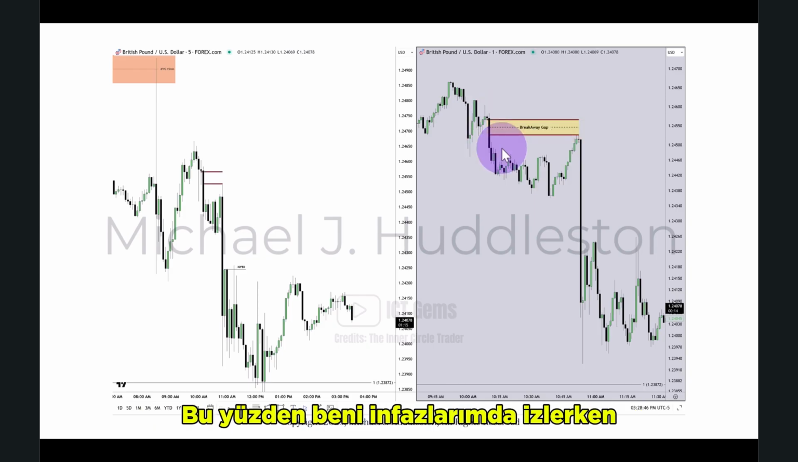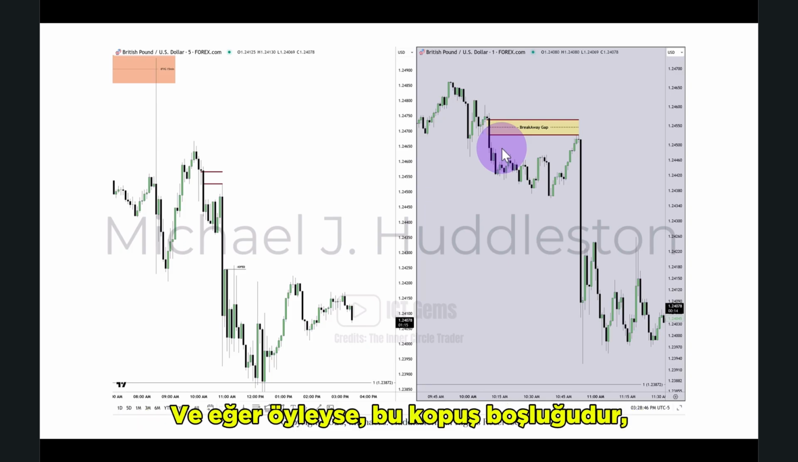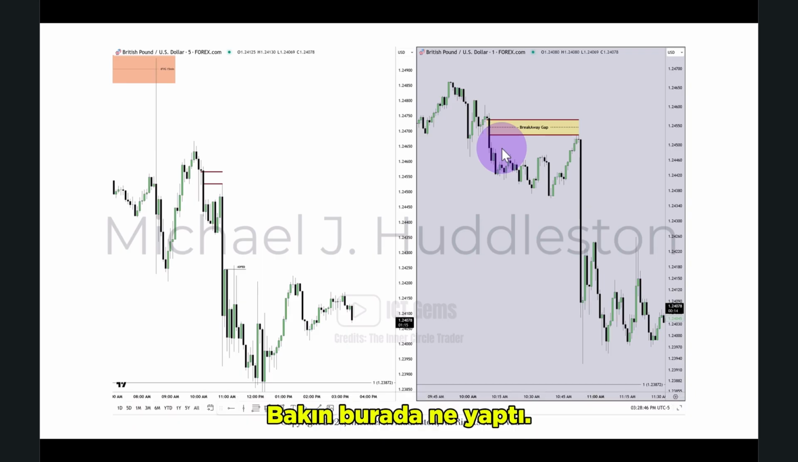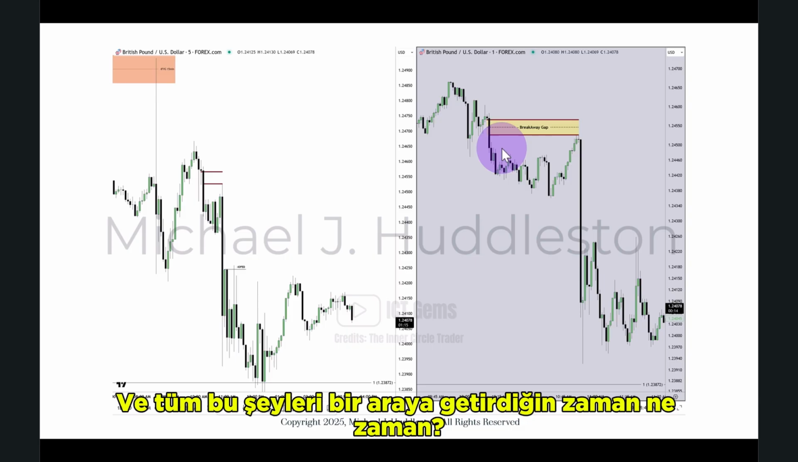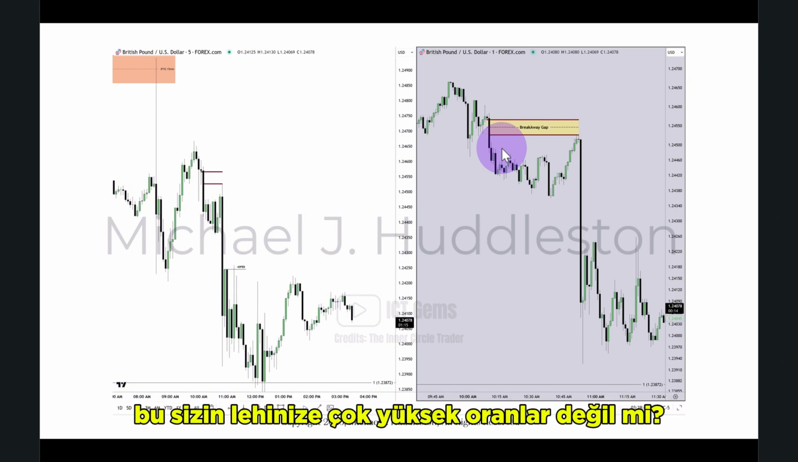So when you watch me in my executions and I'm recording annotations and such, I'm explaining to you with real-time observation that I believe that that portion should stay open. And if it does, it's a breakaway gap, meaning that we're going to likely see a lot of movement lower. And look what it did here. And when do you have all these things come together as a perfect blue ribbon recipe for a trade setup or idea that is so high order, odds in your favor?